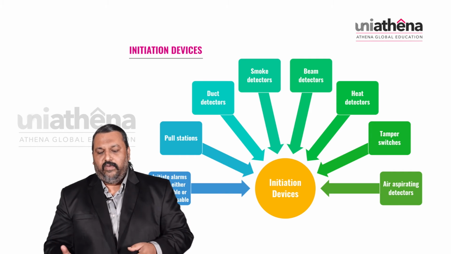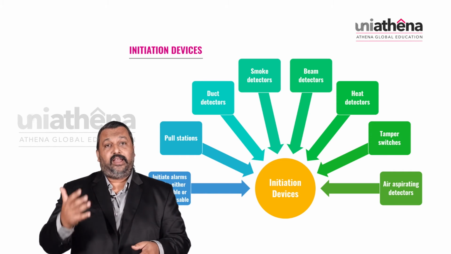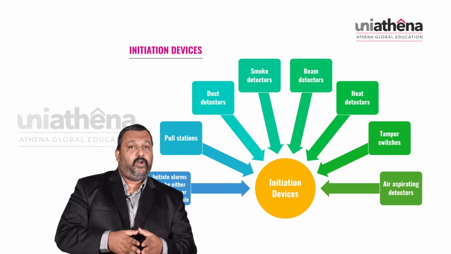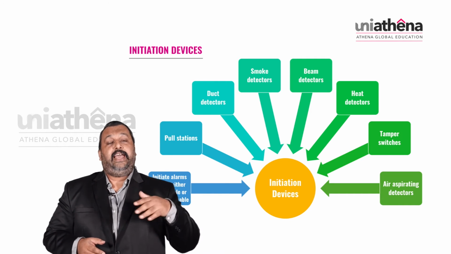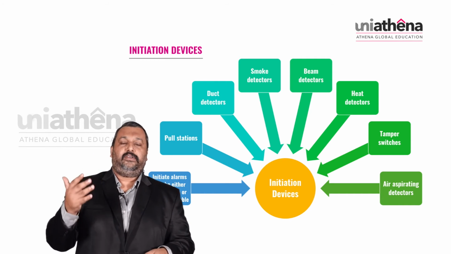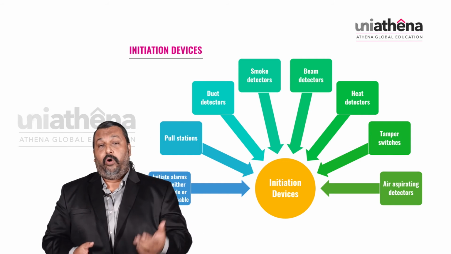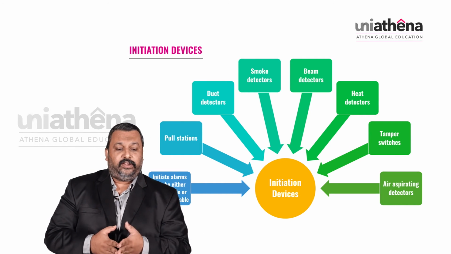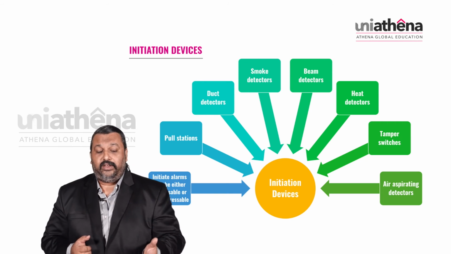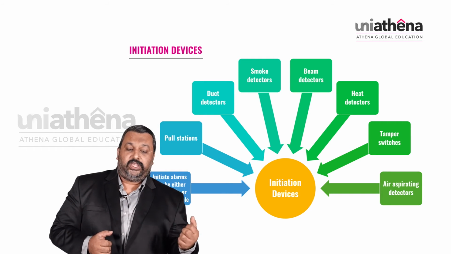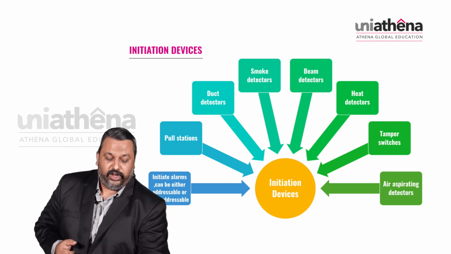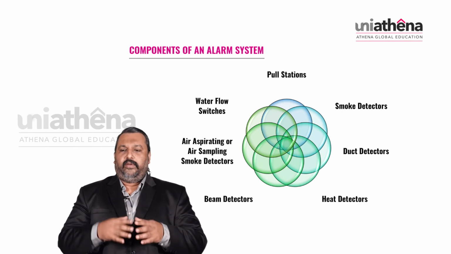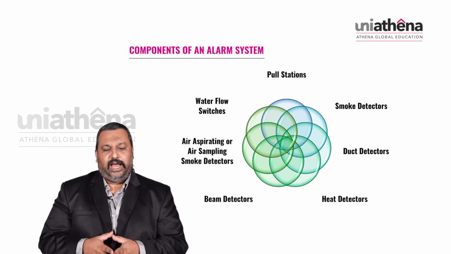As we discussed, the main purpose is to initiate the alarms. It can be either addressable or non-addressable. Then it can be a pull station, a duct detector, a smoke detector, a beam detector, a heat detector, a tamper switch or an air aspirating detector. Now, again, about the components of an alarm system.